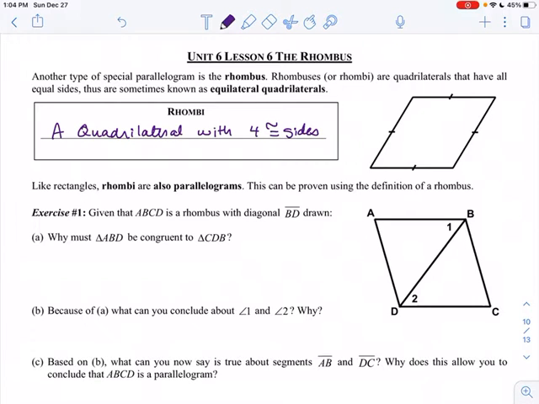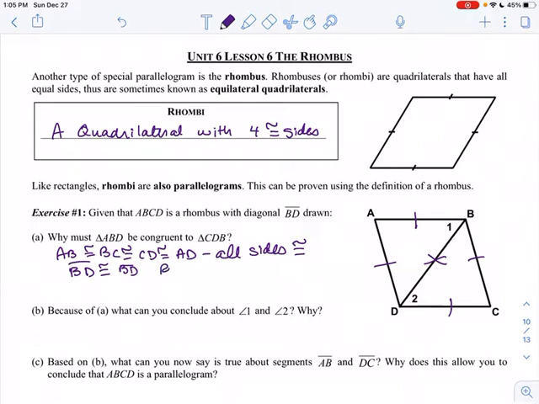All right, so we can prove it's a parallelogram by using the definition of a rhombus. Given that ABCD is a rhombus with diagonal BD drawn, why must the triangles be congruent to each other? Well, I know it's a rhombus, so that makes these sides all congruent. So AB is congruent to BC, is congruent to CD, is congruent to AD. All sides are congruent. It's a rhombus. They also share side BD in the middle. So BD is congruent to BD, reflexive.